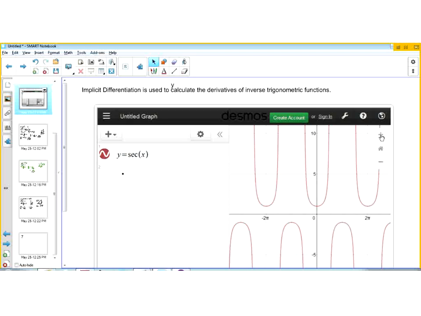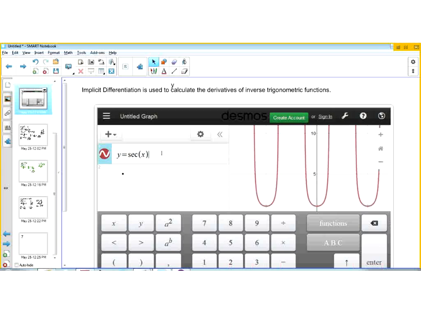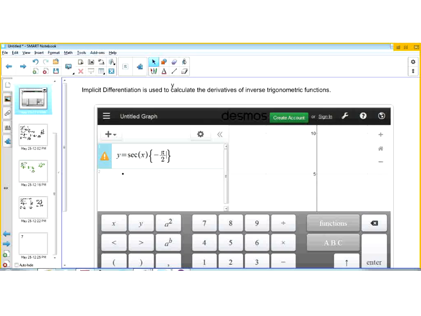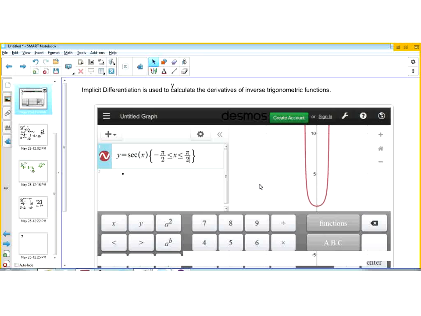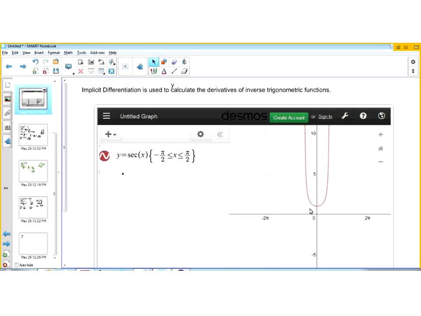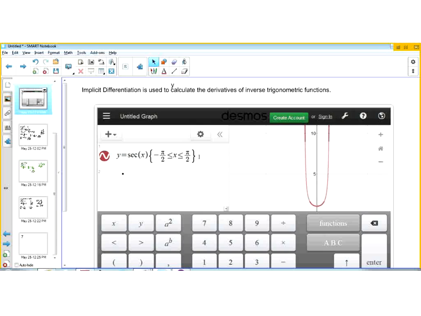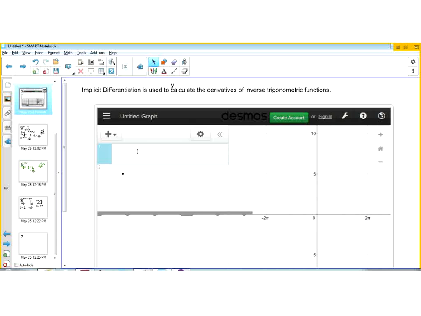Say, perhaps between, let's try a negative pi over 2. Let's try this first. Okay, does that look reasonable? No, it definitely doesn't go through the negative value, so we can't use that. So let's erase this. So let's try it again.